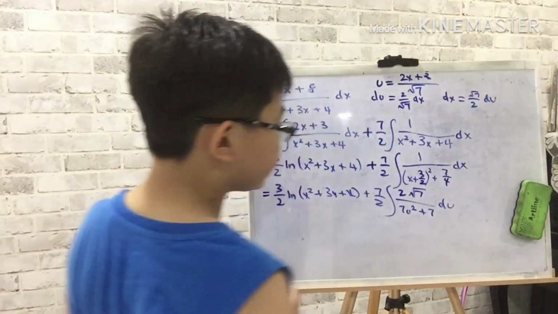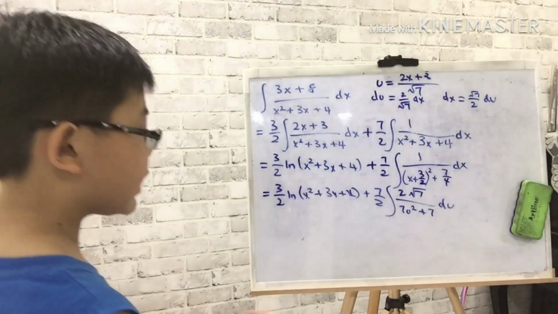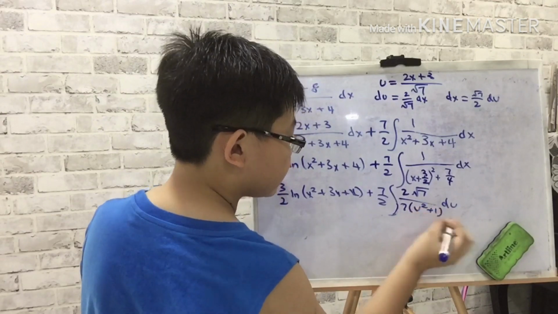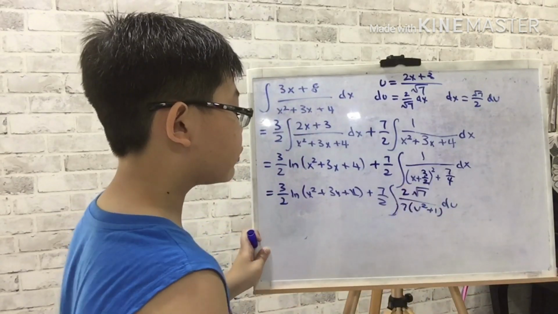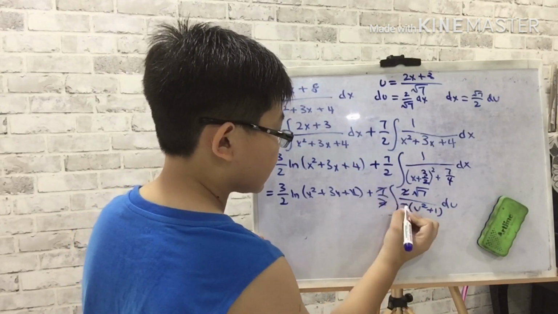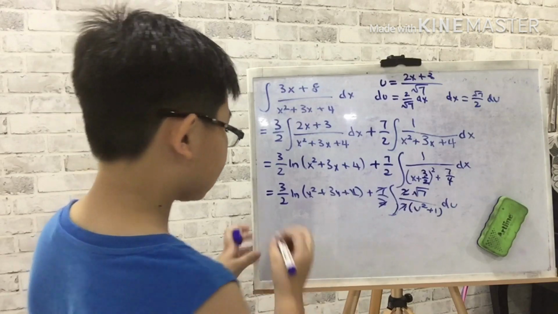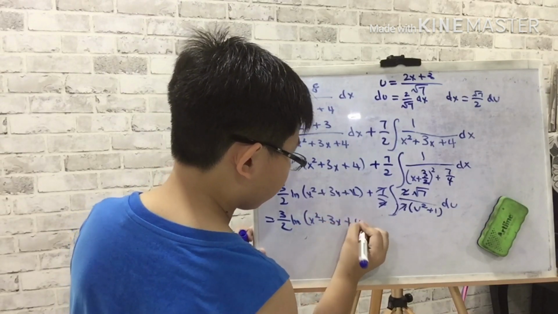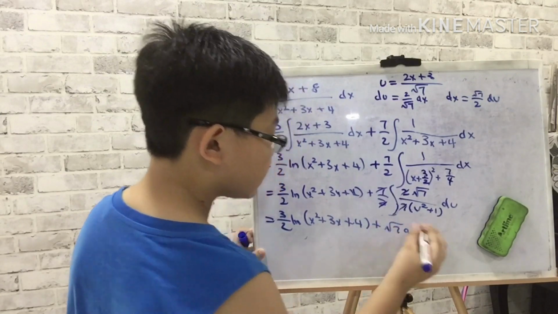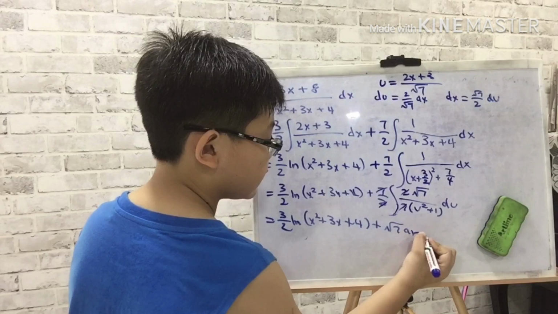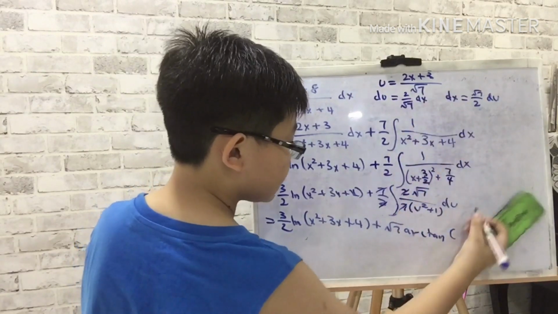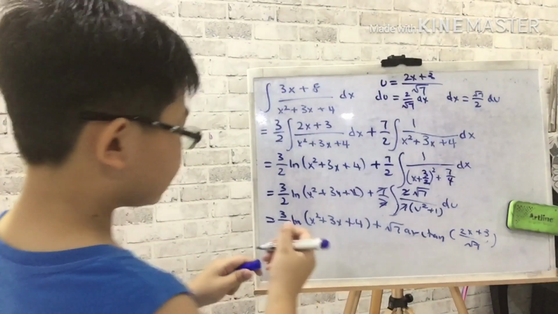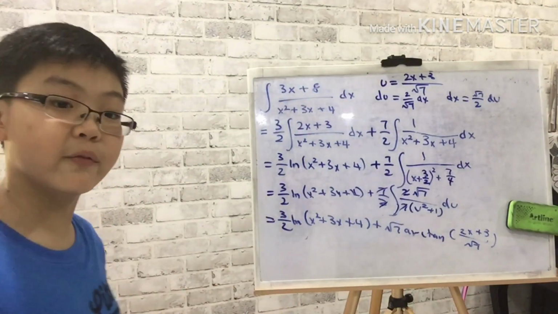So from here, we are just going to start factorizing, and actually we just make this into 7 times u squared plus 1. Then we can bring this whole thing out, and we get 3/2 natural log of x squared plus 3x plus 4 plus square root of 7, and arctangent, because of this u squared plus 1, arctangent of u. And what's u again? 2x plus 3 over square root of 7. So that's our integral, and I'm not going to put the c yet. I'm going to put it in the final integral.